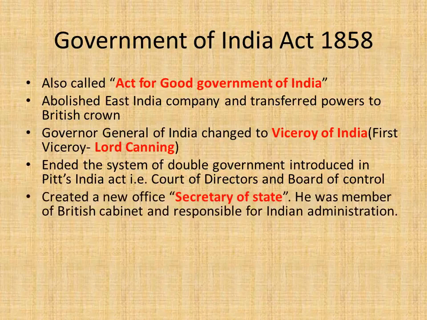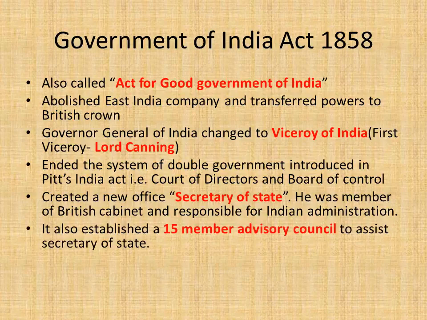This created a new office of Secretary of State. The Secretary of State was basically a member of the British cabinet and he was responsible for the Indian administration. So now we have two heads who were ruling India: one was the Viceroy of India and the second was the Secretary of State. The Secretary of State was directly responsible to the British Parliament so that he could also take care of the rule of India along with the Viceroy of India. He was given a 15-member advisory council to assist him. So these all were the important features of this act.